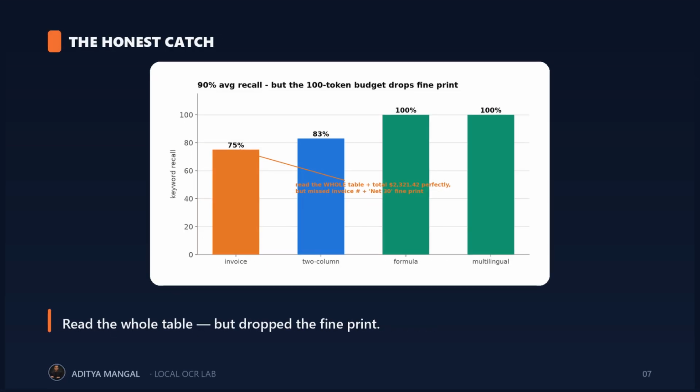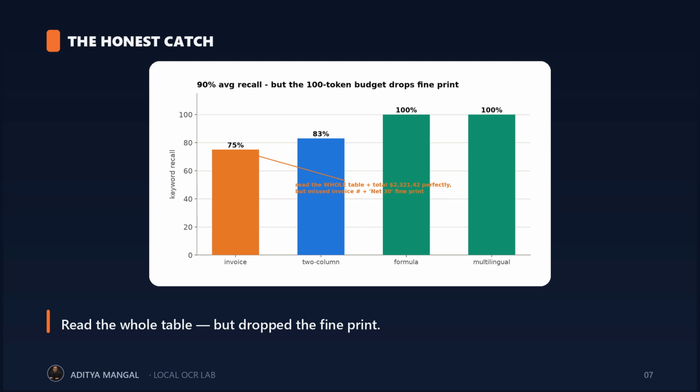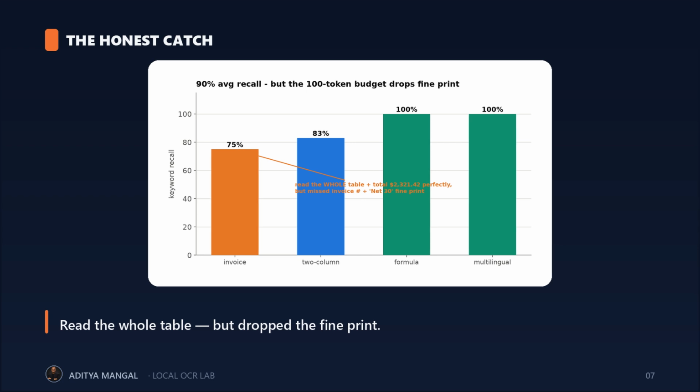But a fixed budget cuts both ways. On the invoice, it read the entire table and the total 232142 perfectly. But at 100 tokens, it dropped the fine print. It missed the invoice number and the net 30 term. The compression that makes dense text cheap also throws away small detail.